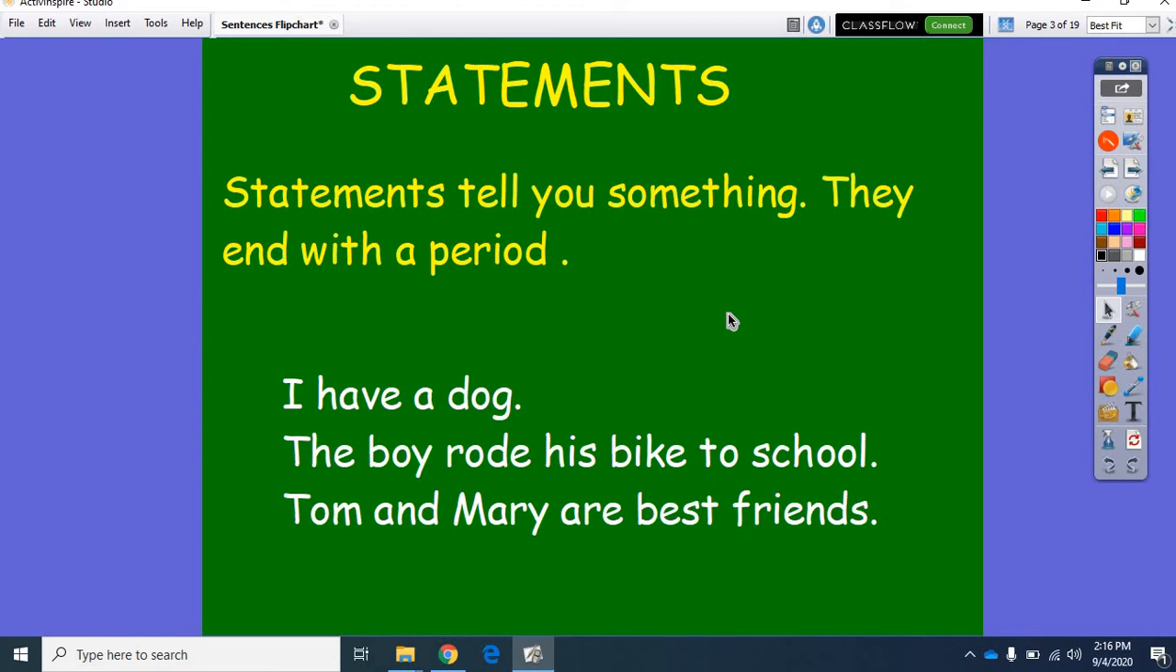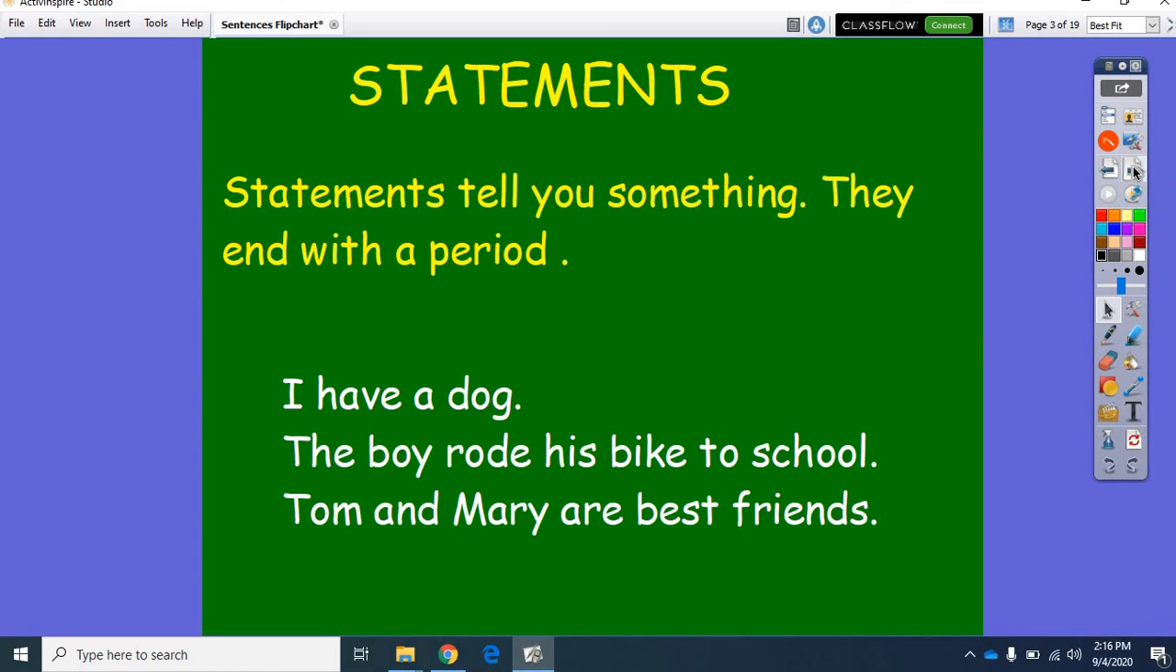Can you guys think of any statements? Yeah, remember, statements just tell you something. Anything. Those would be statements, and they're going to get capital letters, they're going to get periods, and of course, hopefully your sentence will make sense. You're telling everybody exactly what you need to tell them.